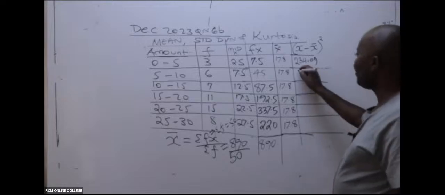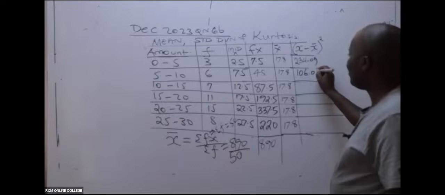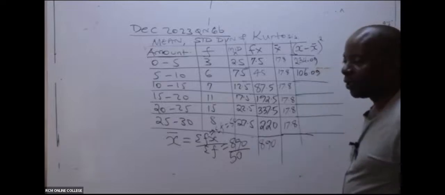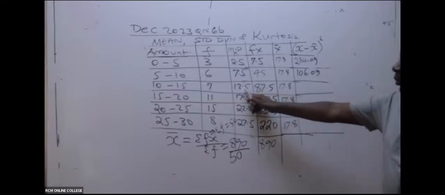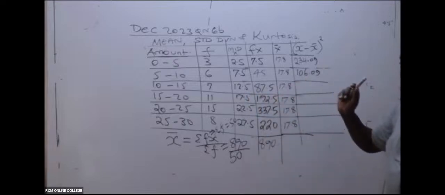106.09. Thank you. We go to the third one. Unfortunately, I'm only being given answers by very few students. So the third one, it is 12.5 minus 17.8.